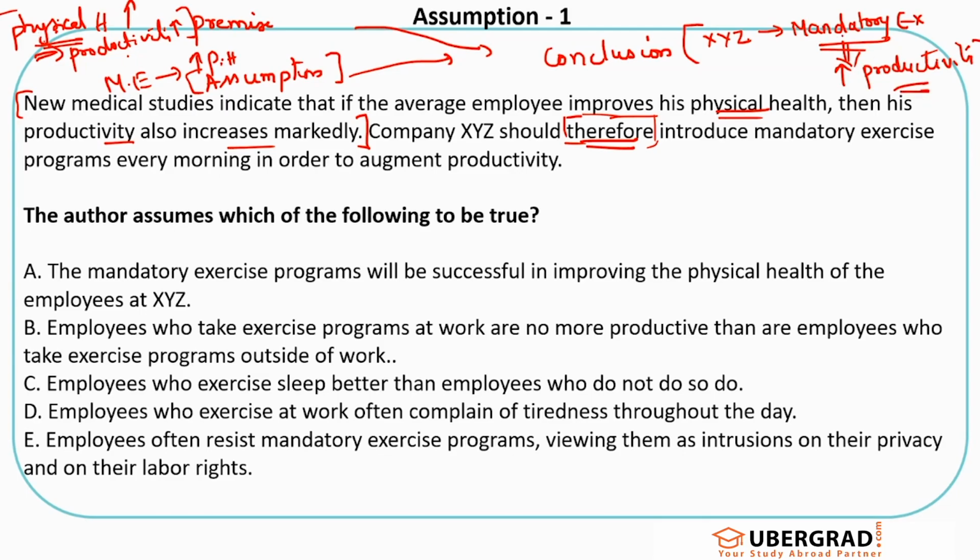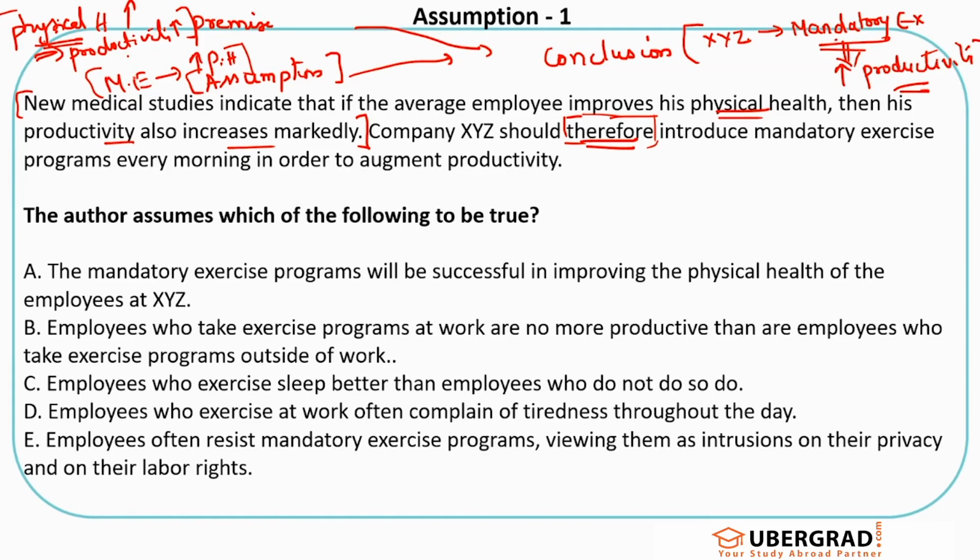So understand this. The author is concluding that mandatory exercises will improve productivity, and the argument he made is that improved physical health means improved productivity. We will see some gap here, right? From the premise and conclusion, that is what the assumption is. Just notice this again: the premise is only connecting physical health and productivity. In the conclusion, the author is not saying that hence the company should try to improve the physical health of the employees to improve productivity. In that case, everything is clear.